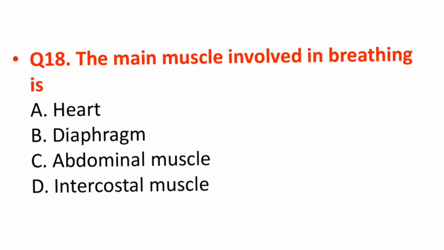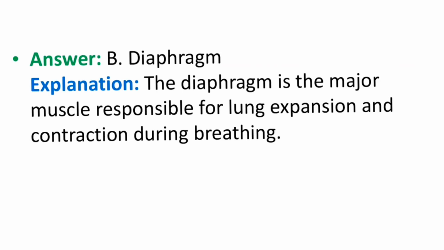The main muscle involved in breathing is option A heart, option B diaphragm, option C abdominal muscle, option D intercostal muscle. The correct answer is option B diaphragm. The diaphragm is the major muscle responsible for lung expansion and contraction during breathing.